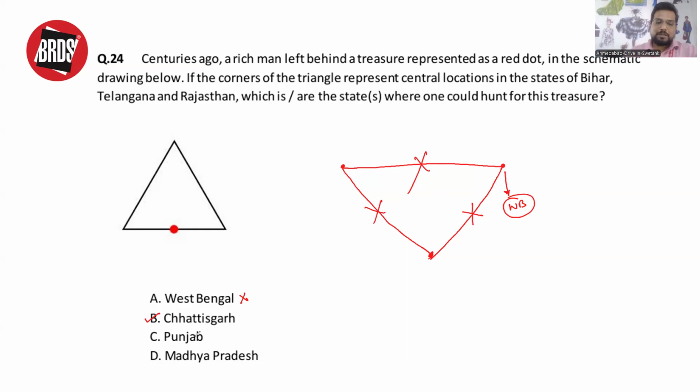Okay. If we talk about Punjab, Punjab is way above Rajasthan. So definitely Punjab is not going to be the answer. I put Rajasthan over here, Bihar over here, and Telangana over here. Punjab is way above Rajasthan, so that is not going to be a correct answer. And Madhya Pradesh could definitely lie somewhere in between Rajasthan and Telangana, so that could be considered a correct answer for this question. So the correct answer for the question would be B and D. These two are the possible positions where the treasure could lie.